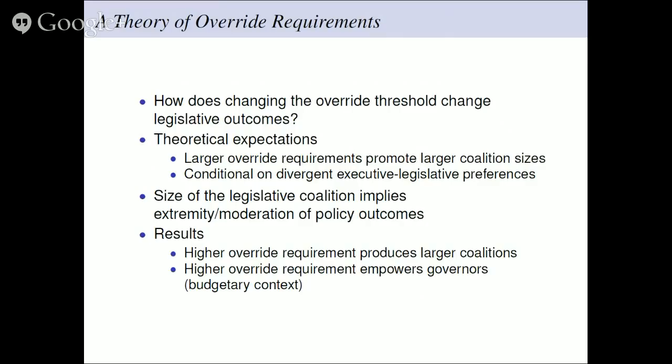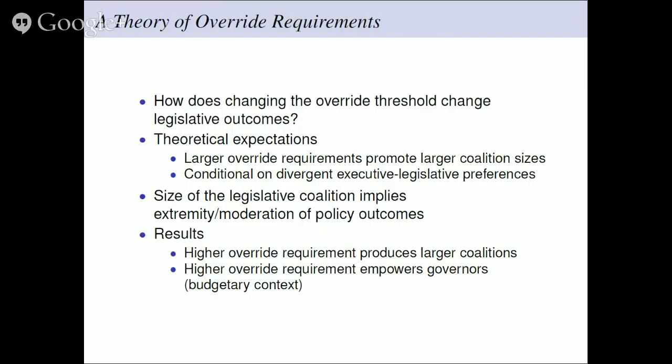The reason I'm using legislative coalition sizes is that I can't actually measure policy outcomes directly. There's no way to measure how much the governor asks for and then how much he gets, or the type of bill that's passed based on the override requirement. But coalition size implies something about policy. It implies how close the new policy was to the governor, and it also implies the extremity or moderation of the policy. Is the new policy relatively close to the old status quo, or is it an extreme new policy, far away from the old status quo?